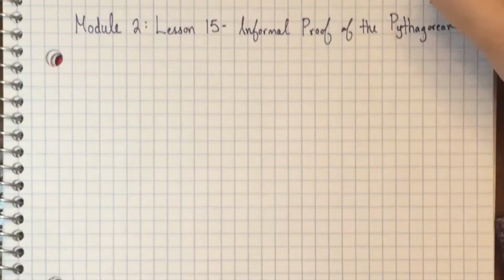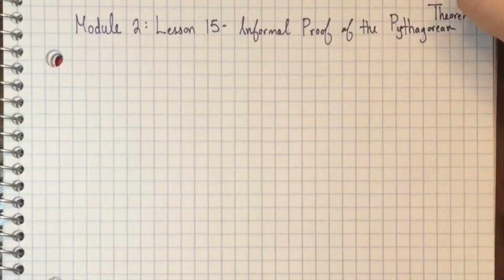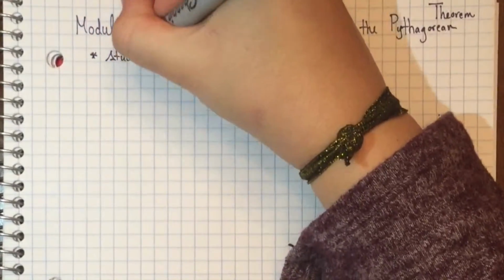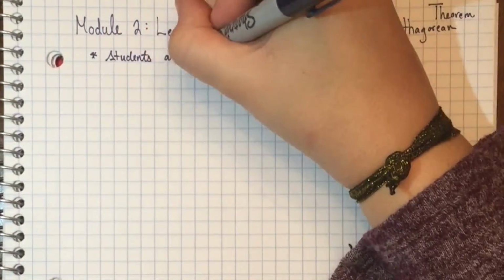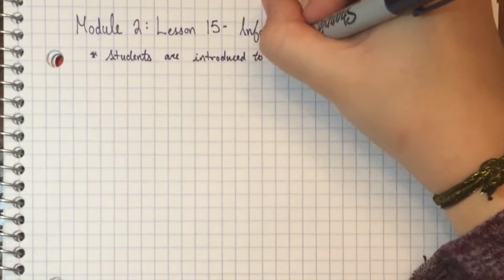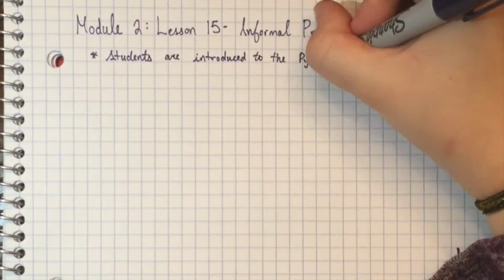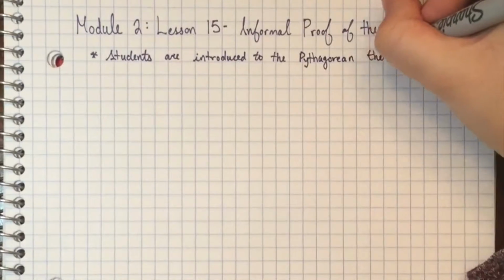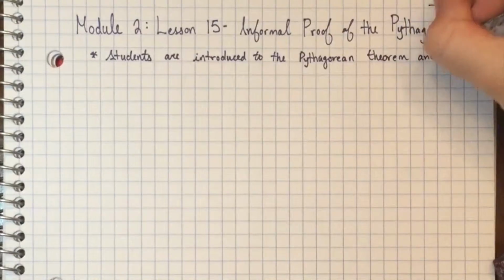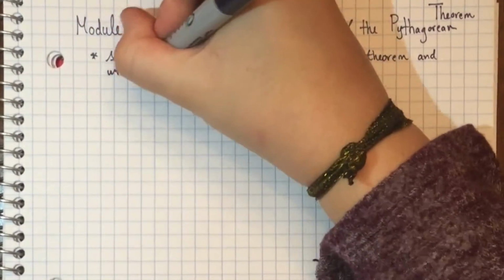Lesson 15 is the informal proof of the Pythagorean theorem. Now, we're not actually going to do a proof in this video, but we will be doing one in class, so this is just to kind of get us warmed up for that idea. So the first objective for today is that students are introduced to the Pythagorean theorem and will be shown an informal proof.